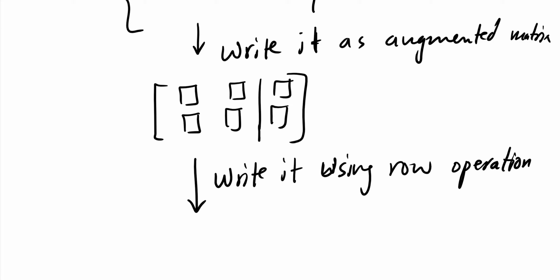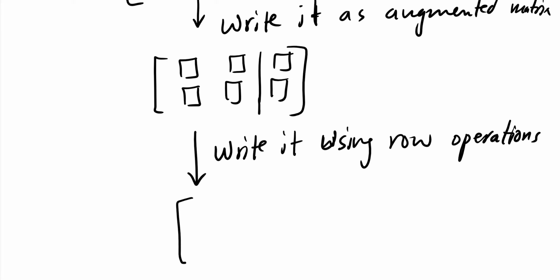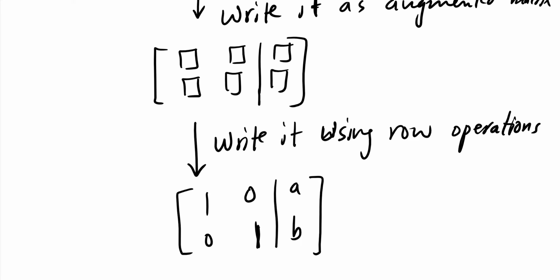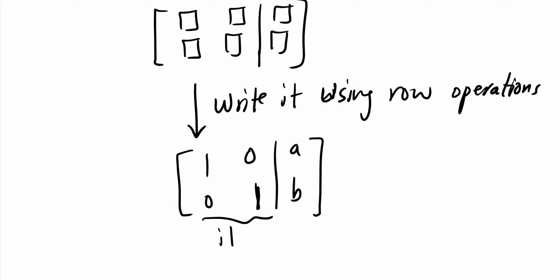With row operations, you write it in this form: 1, 0, 0, 1, and then some numbers here, A and B. So basically, you want to get this matrix to be the identity matrix using row operations. Whatever we get on the right side, as you can see, we have A and B. So what do we do with the A and B here? And how does that solve the problem?